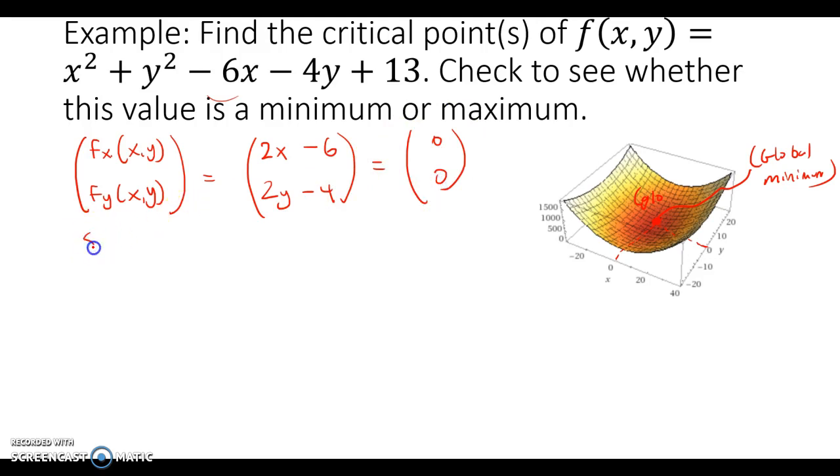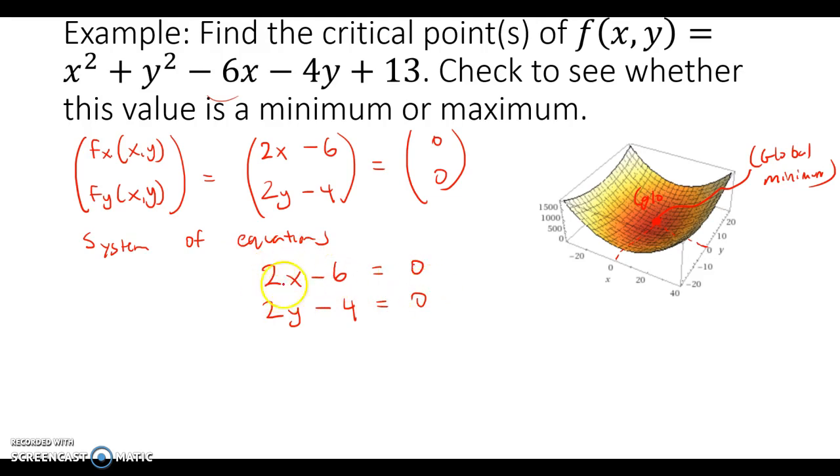Now this forms what we call a system of equations. If you've ever encountered that, this is one of the reasons why that concept is important. So I'm going to solve the system simultaneously. So 2x minus 6 needs to equal 0, and 2y minus 4 needs to equal 0 at the same time.